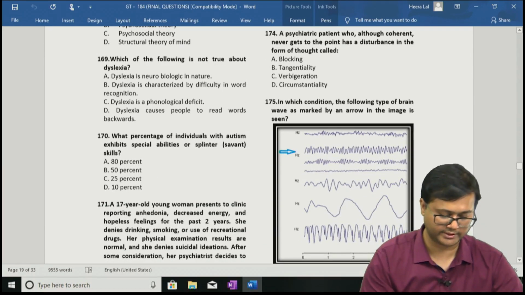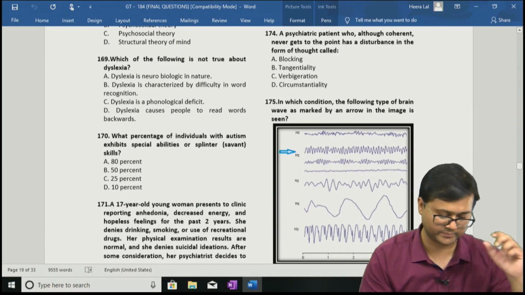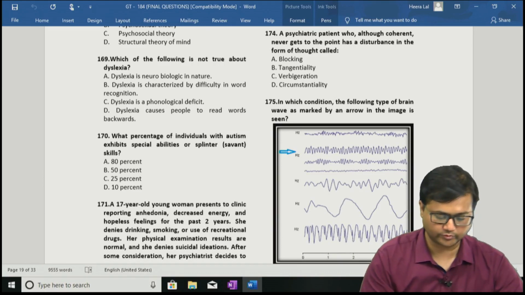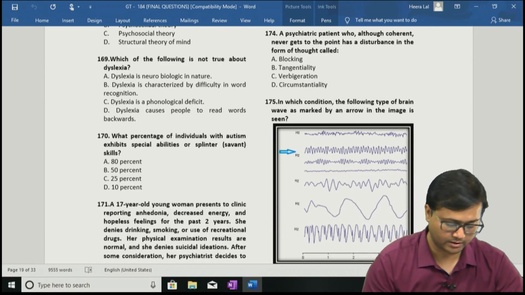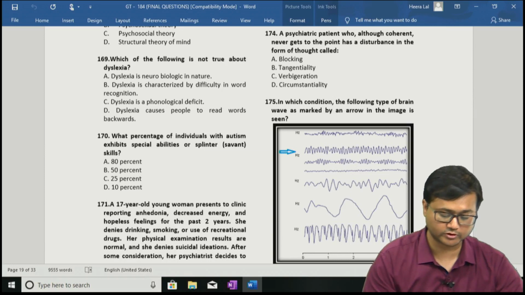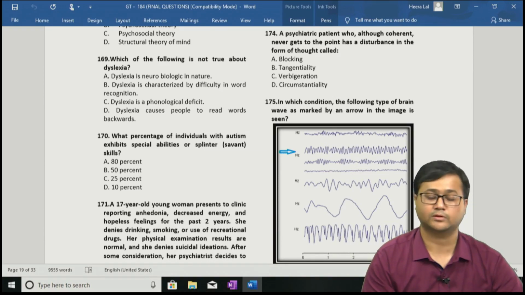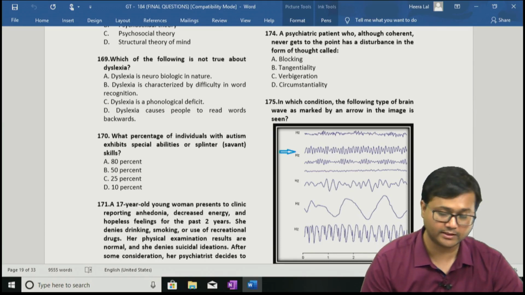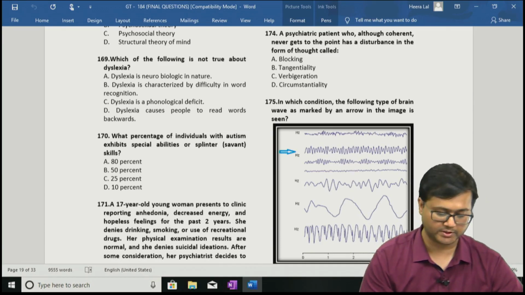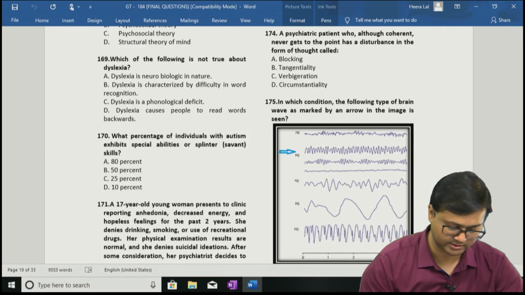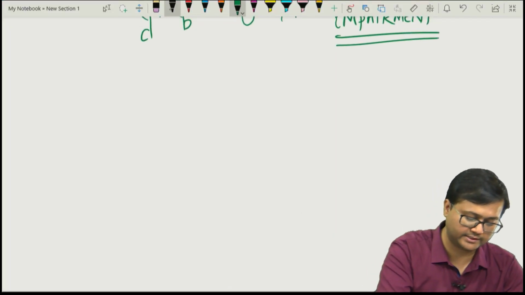Now the next question, question 170. What percentage of individuals with autism exhibit special abilities or splinter or savant skills? Options are A 80%, B 50%, C 25%, and D 10%. The correct answer is option D, that is 10%.